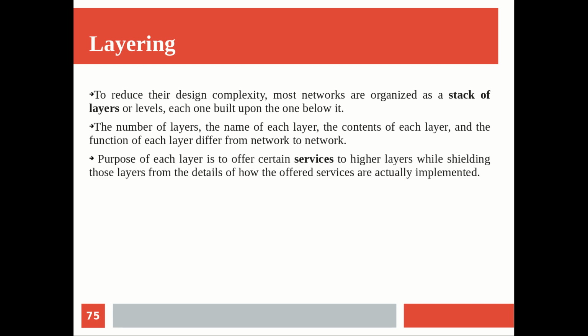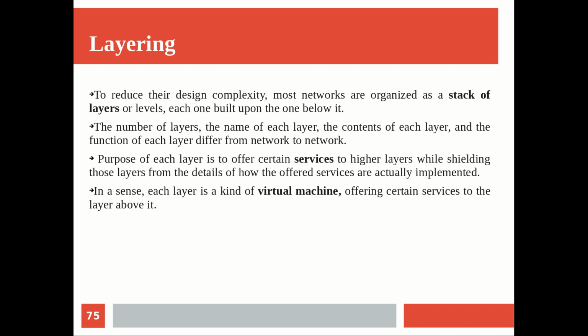The purpose of each layer is to offer certain services to the layers higher than it. Like, the ith layer will be offering something to the I plus 1th layer, while shielding those layers from the details of how the offered services are actually implemented. So whenever a higher layer is looking, it doesn't know how the services offered by the lower layer are actually implemented. Simply it will provide an abstract view. So in a sense, each layer is a kind of virtual machine.